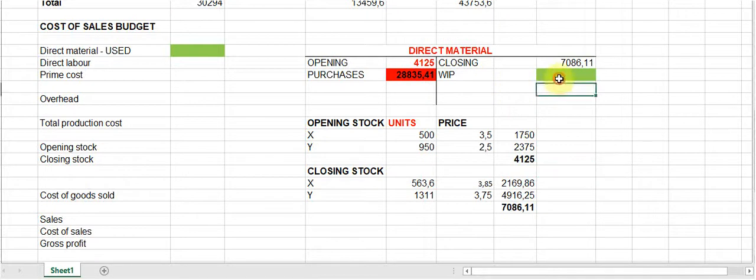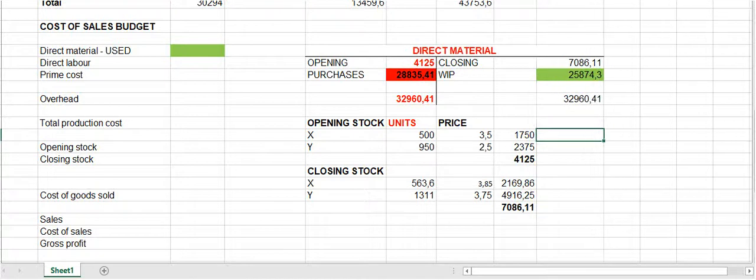Right, then we can go and calculate the work in progress easily because it needs to balance out this account. So it's going to be these two, and it should be equal to that. So here it's going to simply be this balancing figure minus the closing stock. So that's 25,874.30. Right, so that figure is going to go here.